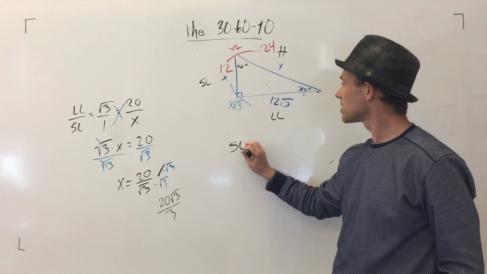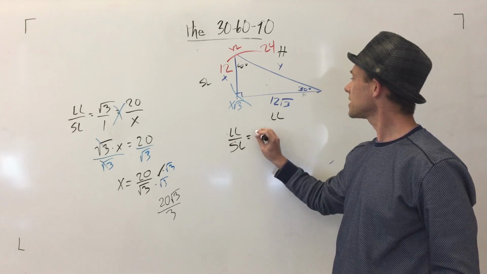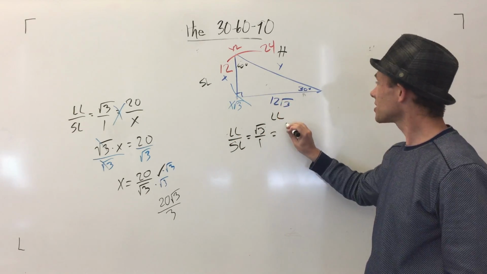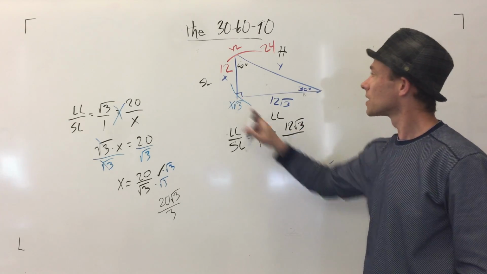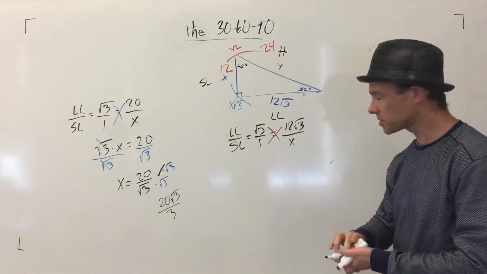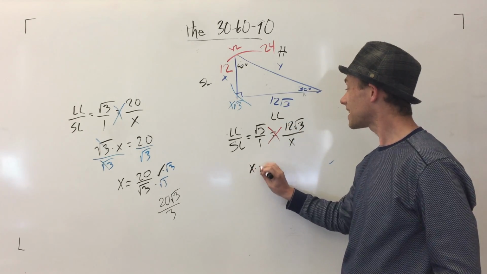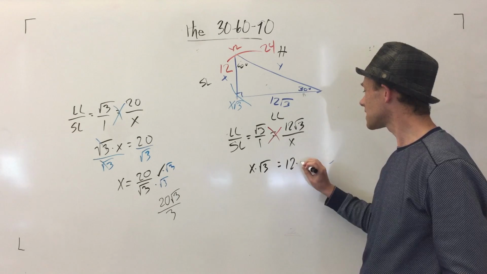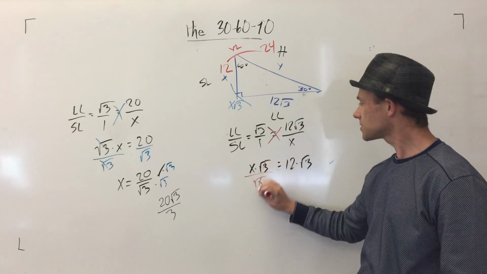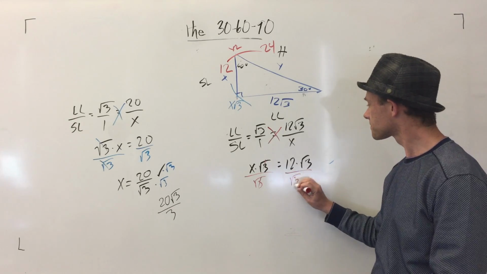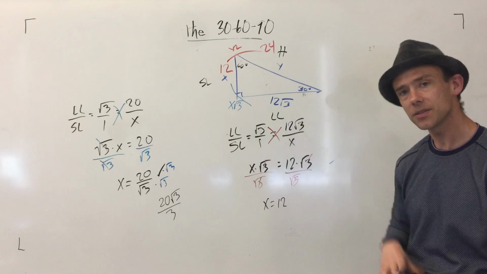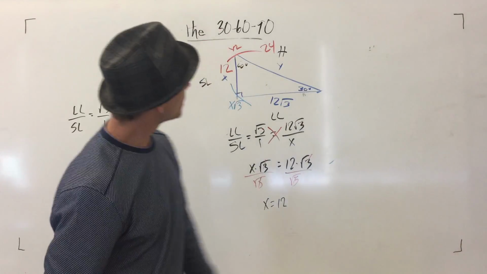Let's go long leg over short leg is root 3 over 1. In this case, we knew the long leg was 12 root 3. The short leg was x. Now we're going to set up a cross multiplying. That gives me x times root 3 is equal to 12 times root 3. Let's divide. So those cancel or reduce to 1. And that gives me x is equal to 12. All right? So that's how you can do those.